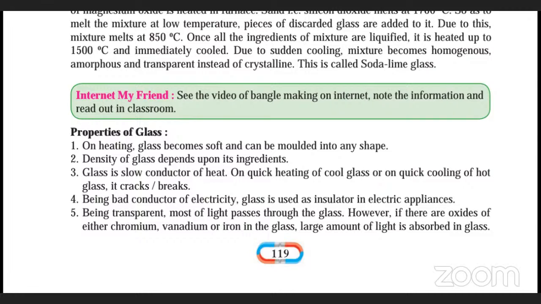And depending upon what type of mixture we use for the production of glasses, glasses can be made colored or transparent or whatever property you want. You can change the properties of the glass by the mixture you use. Okay.